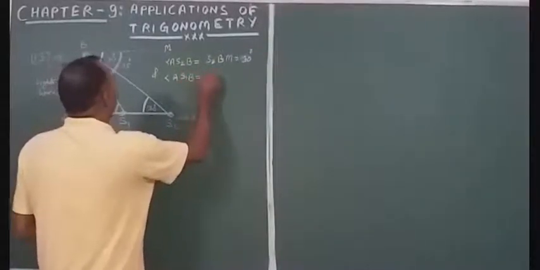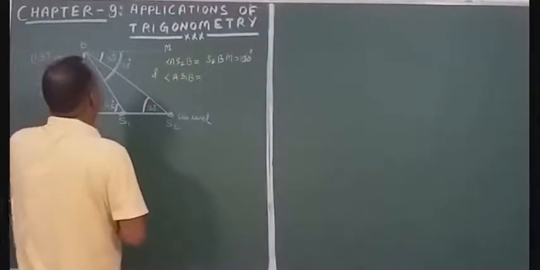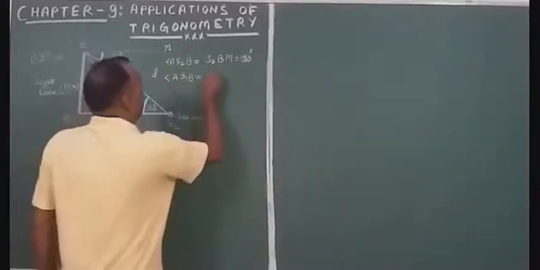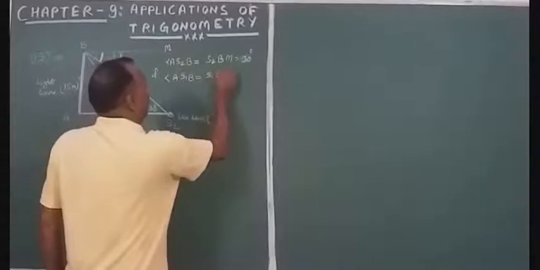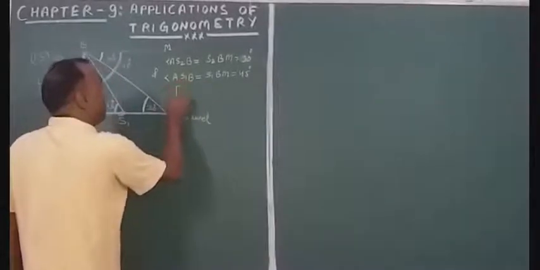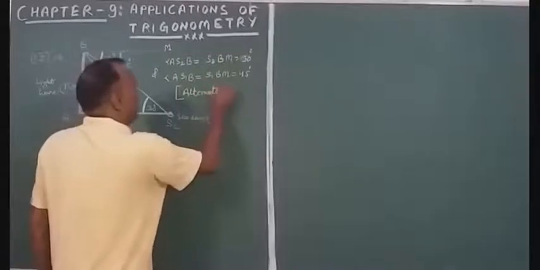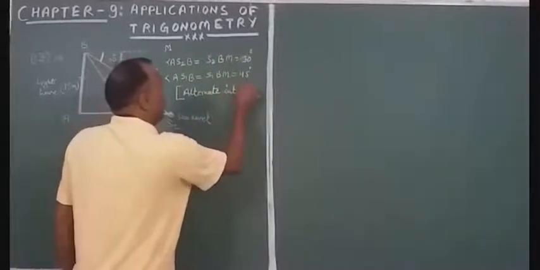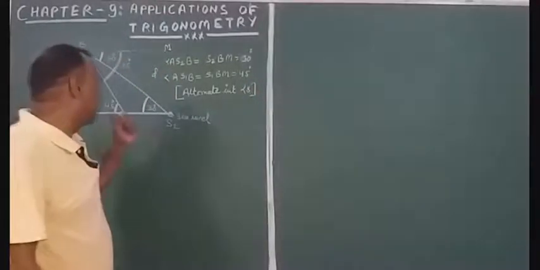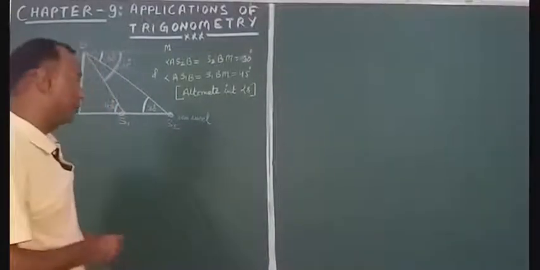And angle AS1B will be equal to MBS1, or S1BM, that is 45 degree. Why are they equal? Because they are alternate interior angles. And you have to find the distance between the ships. What you have to find? Distance S1 and S2. Okay.